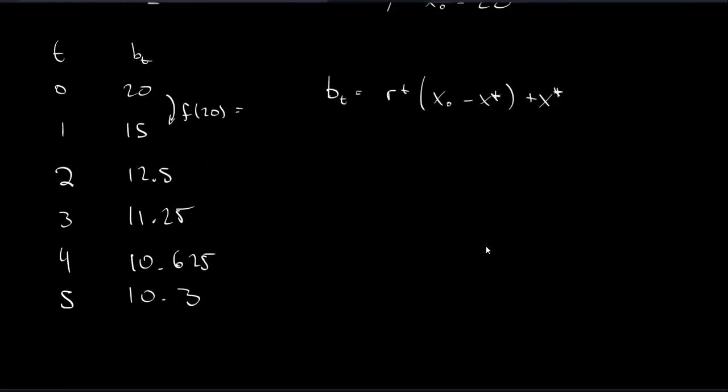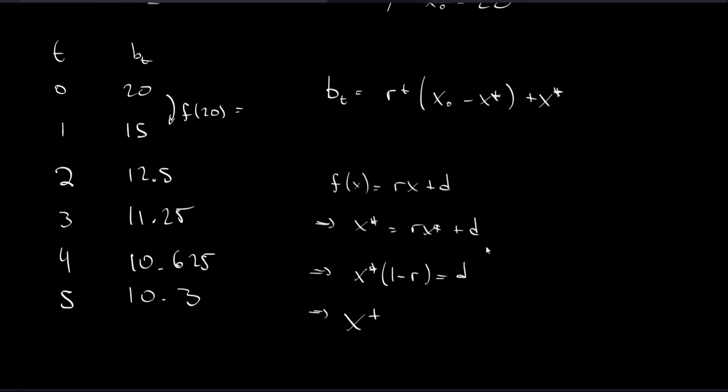And as far as the general equilibrium, if we have a discrete system with the updating function f of x equal to rx plus d, the general equilibrium for this is calculated pretty easily. We move the x over to the other side, and then we get x star times 1 minus r is equal to d. So the equilibrium is just d over 1 minus r.